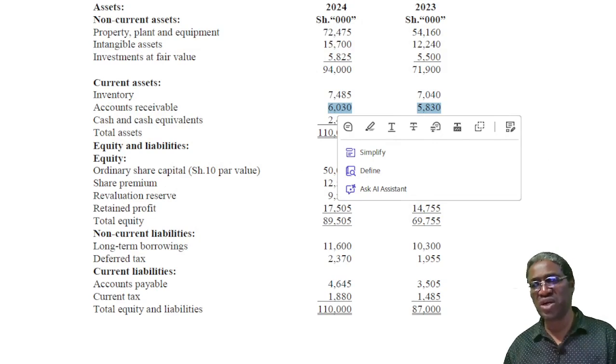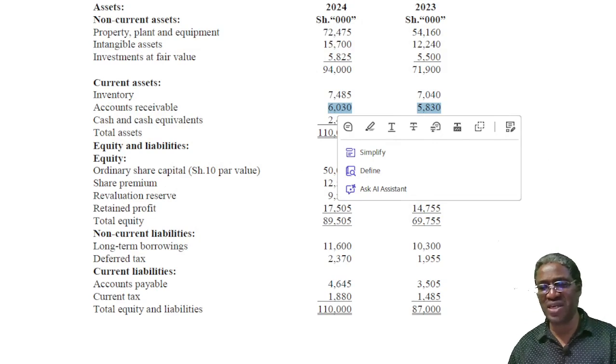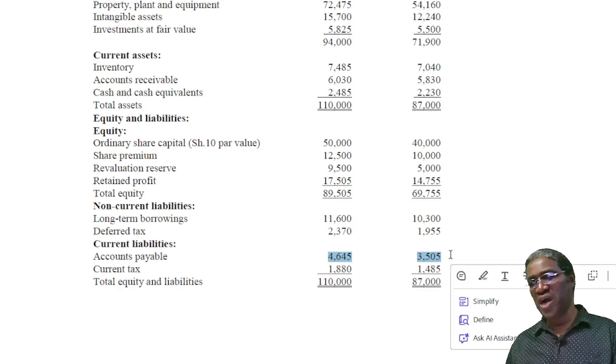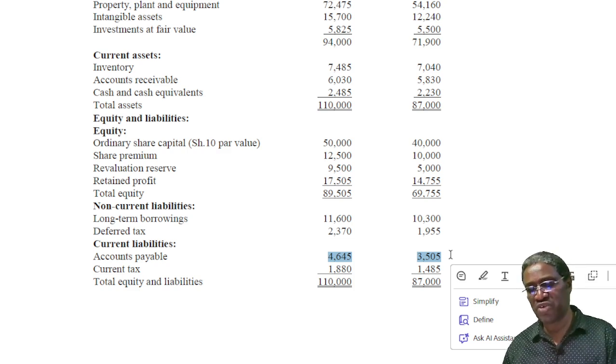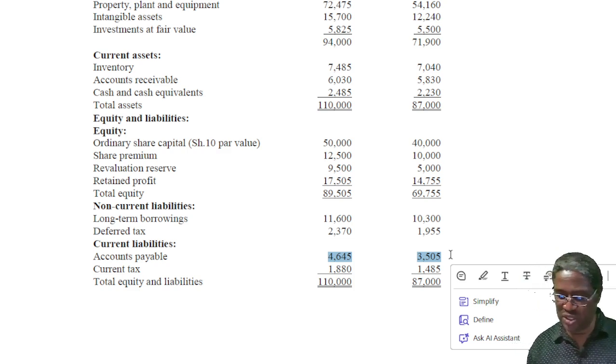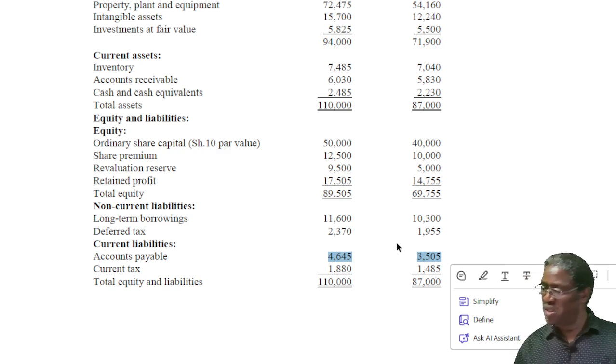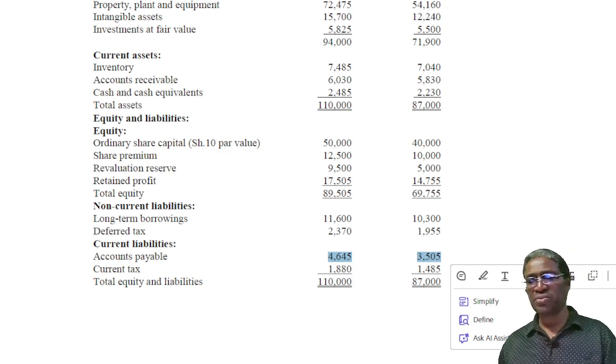We now go to the creditors, which are the current liabilities. So we are given down there accounts payable. Last year, 3505. This year, 4645. Another increase. So put it down. Increase in accounts payable.